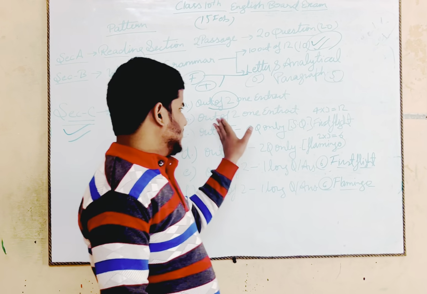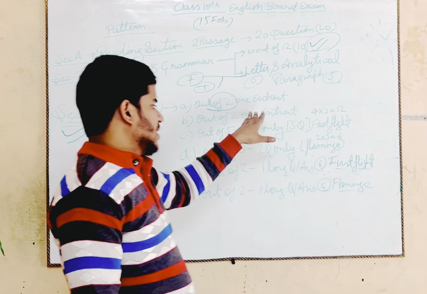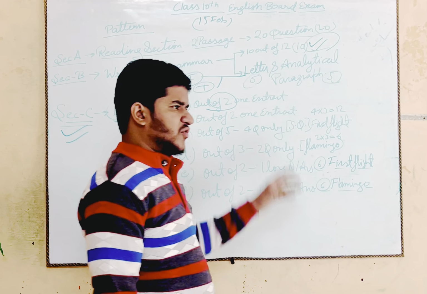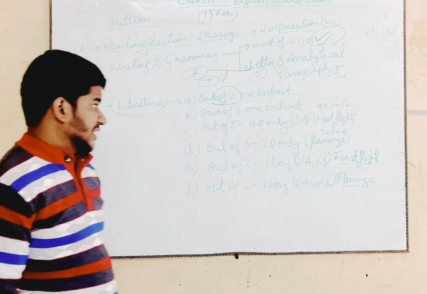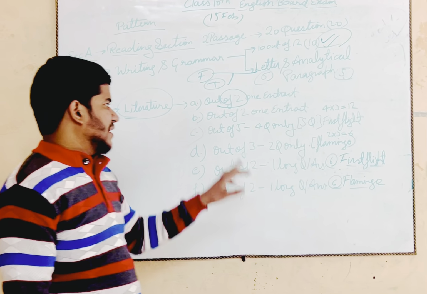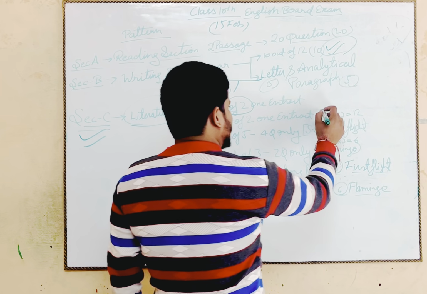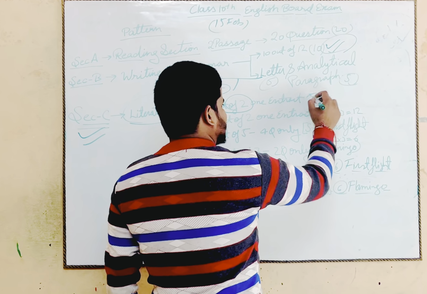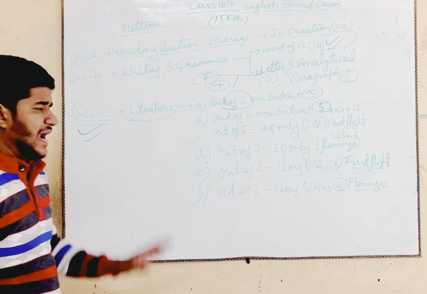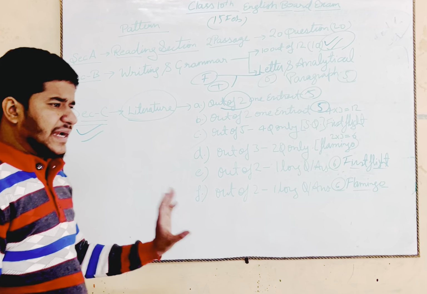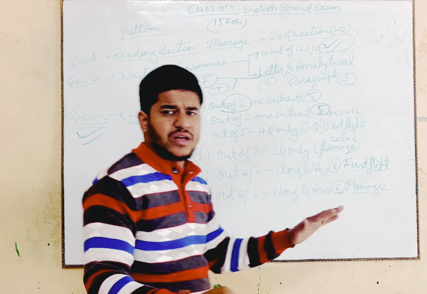The second one has the same kind of questions, but it is from your second book, that is Flamingo. The first extract comes from First Flight and the second extract comes from Flamingo. This will consist of 5 questions, the same as the first, and 10 marks you can get. If you read the chapters slowly, you can get the full marks.